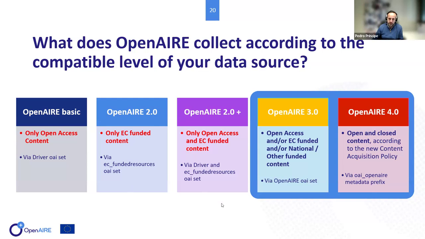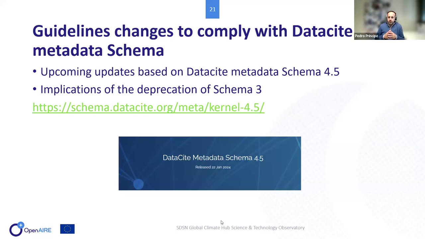The last one is something important that we are working on, and this will have implications in our guidelines: to check some changes that we need to do to align with the work that DataCite did about their metadata schema. They have this new version of the DataCite metadata schema 4.5, and it's important. As there is this deprecation of schema 3, that is incorporated in the OpenAIRE guidelines, there is some work to do. Not critical, but there are some important things that we need to do. We need to investigate a bit more and work more, but we are doing that. This is on our radar.